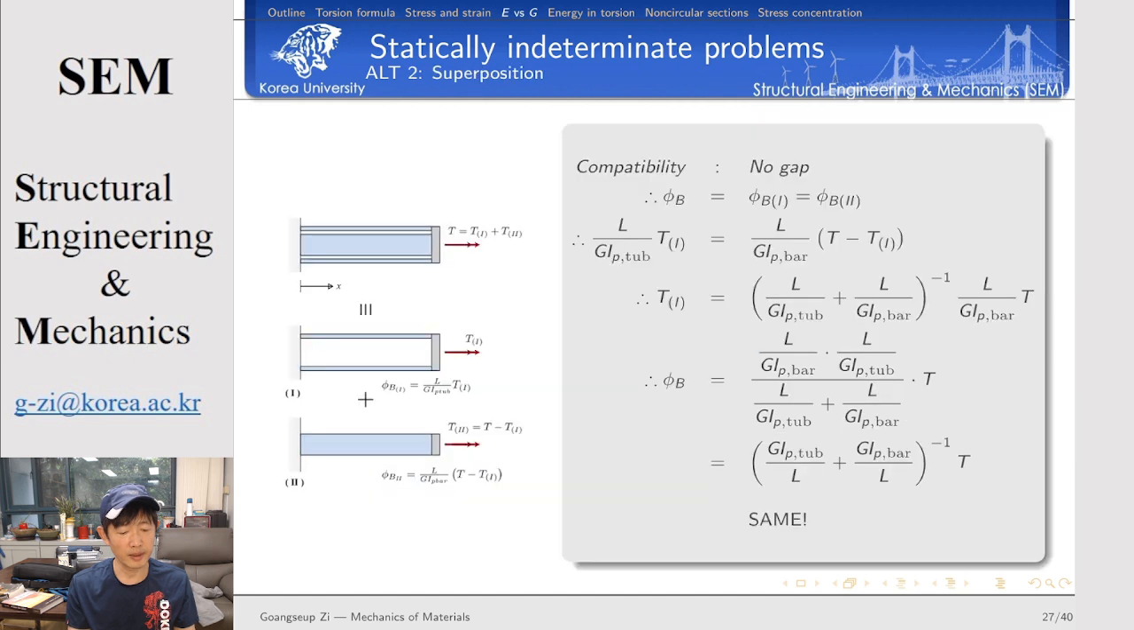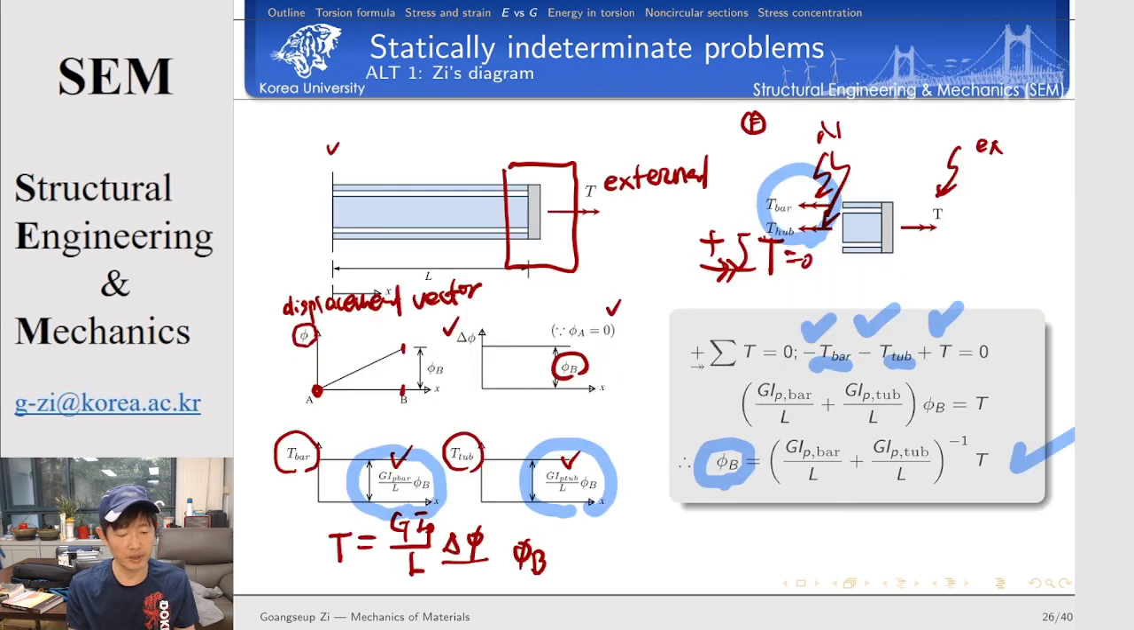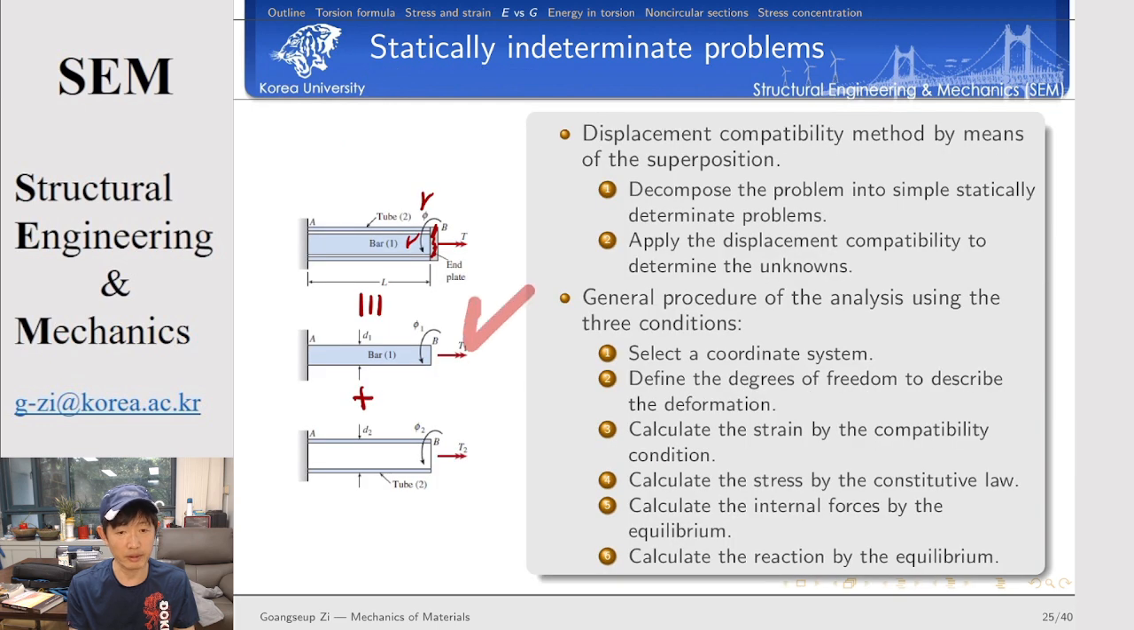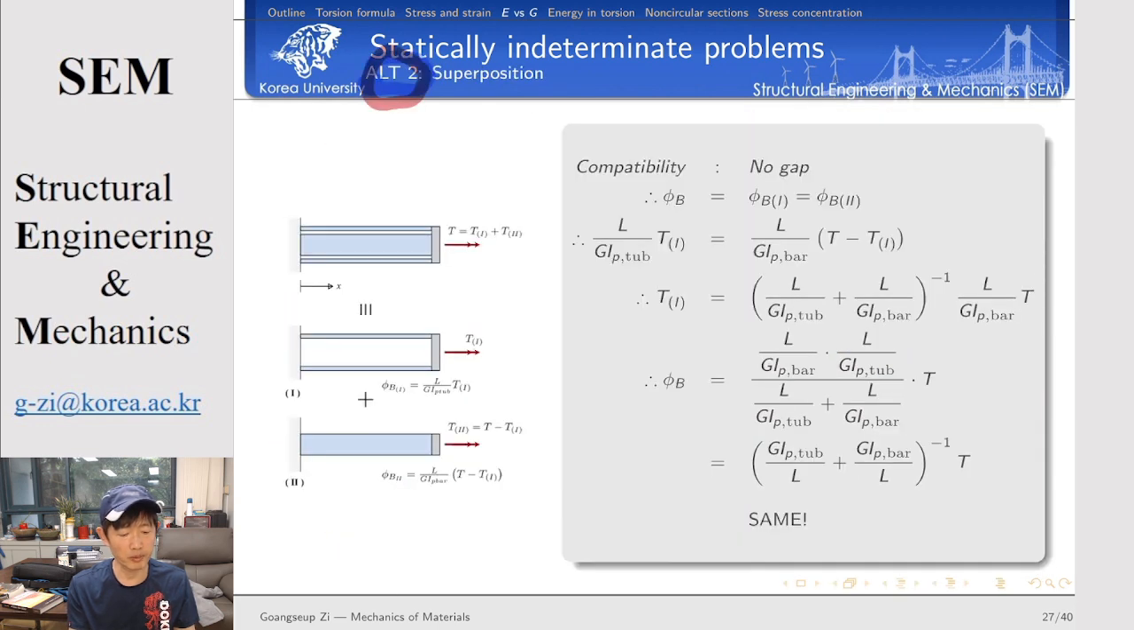Okay, let's consider the second alternative here. It's given in the textbook, the superposition principle. Here we can imagine, actually this concept is given in the textbook too. We decompose the problem into tube and then bar here. Okay, because of force equilibrium, make sure that the torsional moment resisted by system 1 here, and the torsional moment resisted by system 2 must be equal to the external torsional moment, because this is force equilibrium.